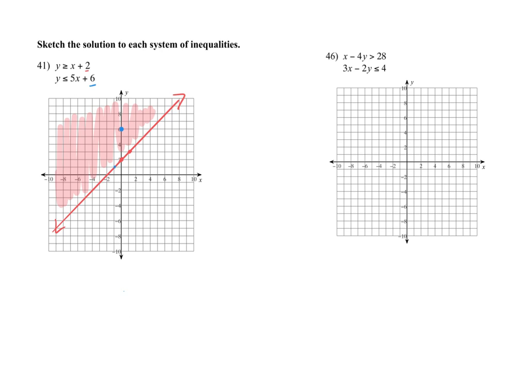Again, is it solid or dashed? Well, I'm going to look at that greater than or equal to sign. It is solid because it is or equal to. And so I am going to make this a solid line.